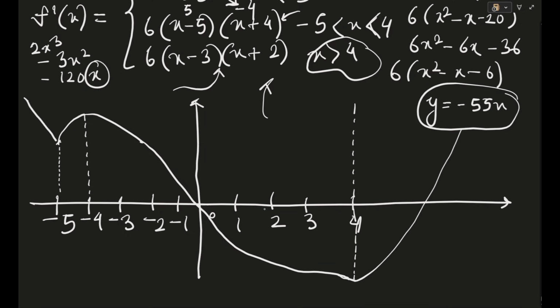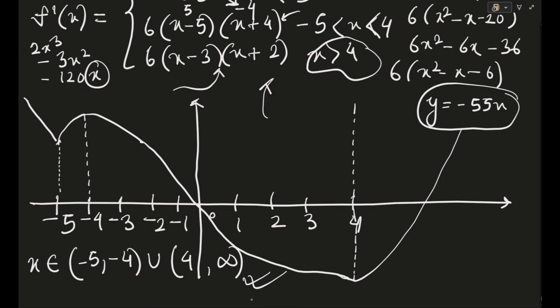So if you observe, the increasing intervals is what we had to find, right? So increasing interval x will belong to -5 comma -4 union 4 comma infinity. This will be the answer for this particular question. Okay guys, I hope this question is done. So now let's move on to the next one.